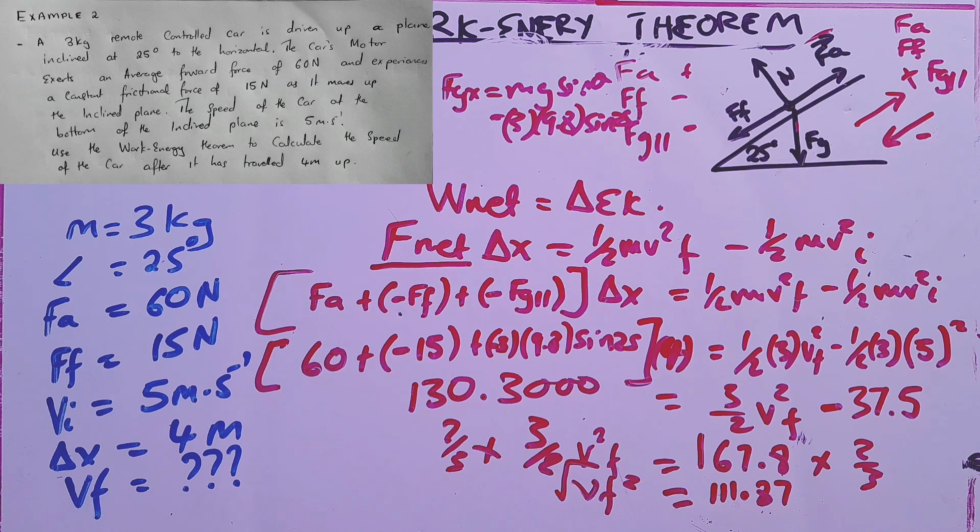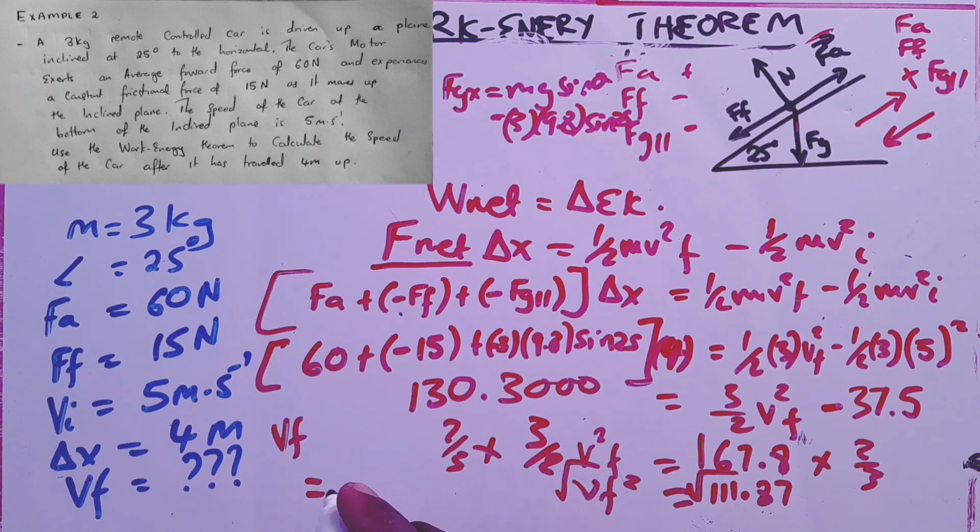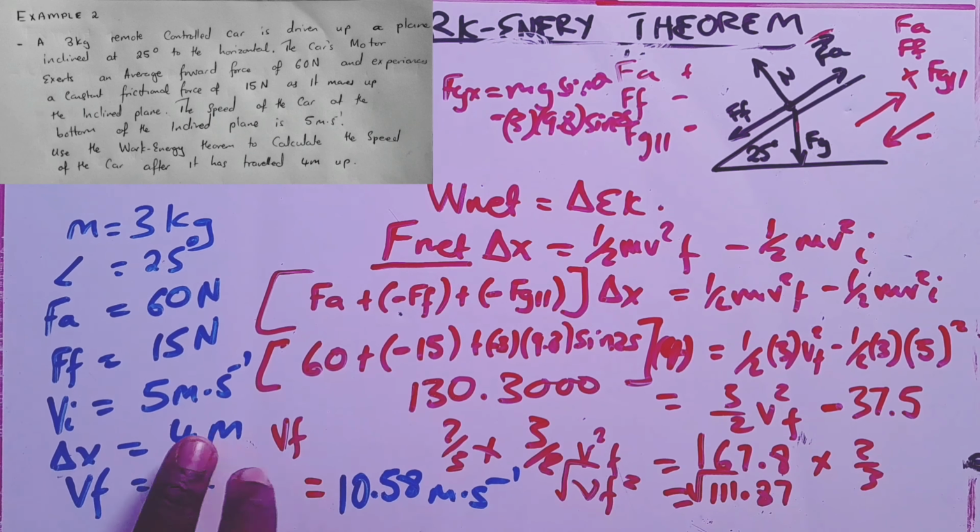So this square root, this square root. So we can find out that our final velocity will be equal to what? So our final velocity now, it is equal to 10.58 meters per second. So this our final velocity now, it is 10.58 meters per second. Okay guys, I hope you have seen how this is done, guys.